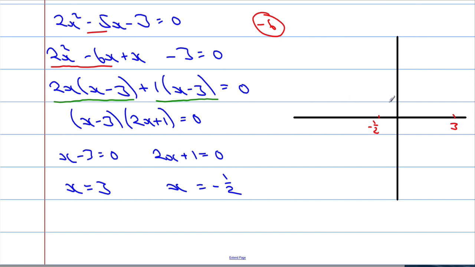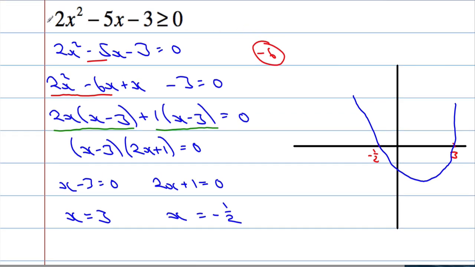So then we sketch the quadratic. It will look something like this. I know it's a U-shaped graph. It's going to come down, and then it's going to pass back up through 3. So that's what the graph looks like. And then finally, I want to know, where is the graph greater than or equal to 0? So, take the highlighter out again. Where is it bigger than 0?